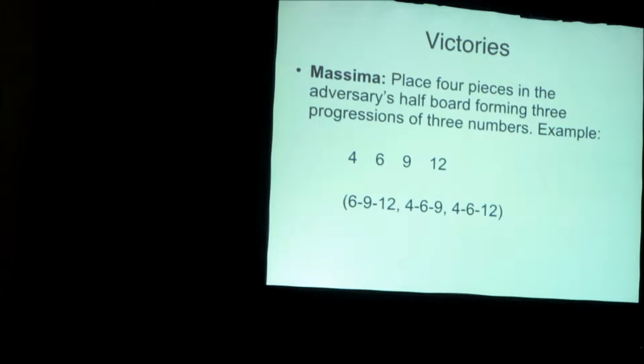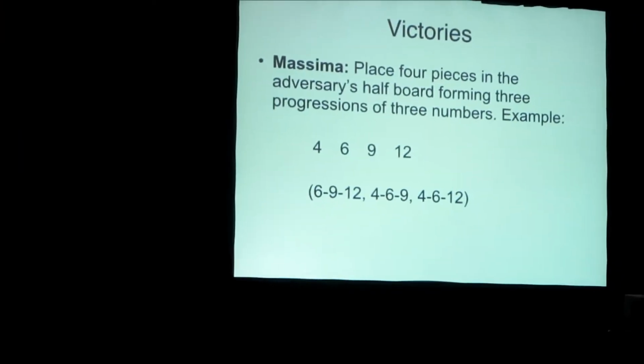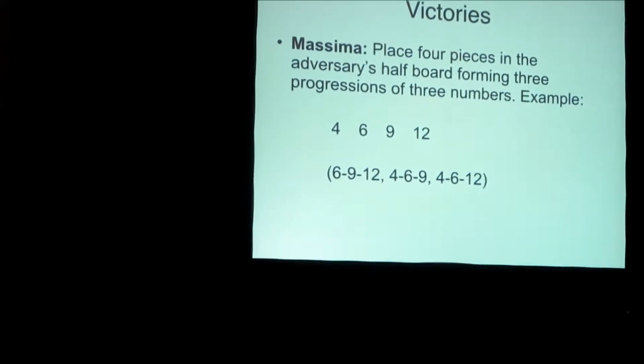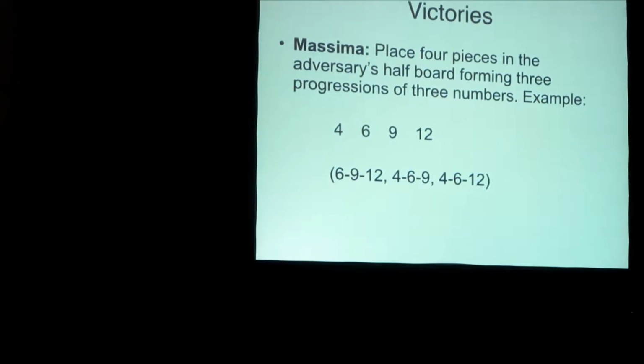Let's just see the first one. 2, 3, 4, 8. 2, 3, 4 is clearly an easy arithmetic progression. 2, 4, 8 is a geometric progression, ratio 2. And of course you can guess that there's a Maxima way of doing this. In 4 numbers, do the 3 progressions, which is really for masters. And it's really a difficult game.